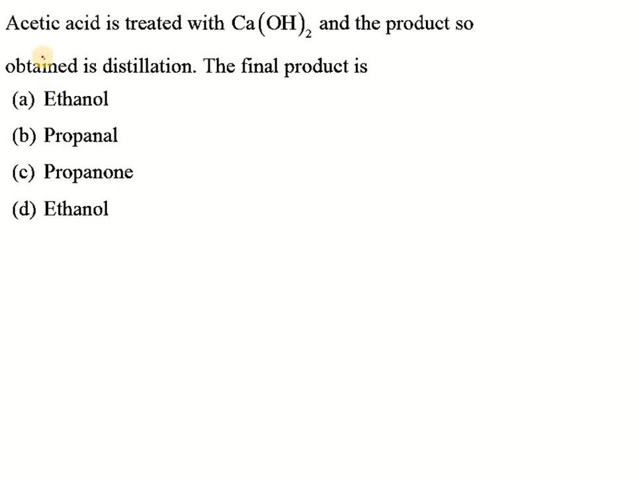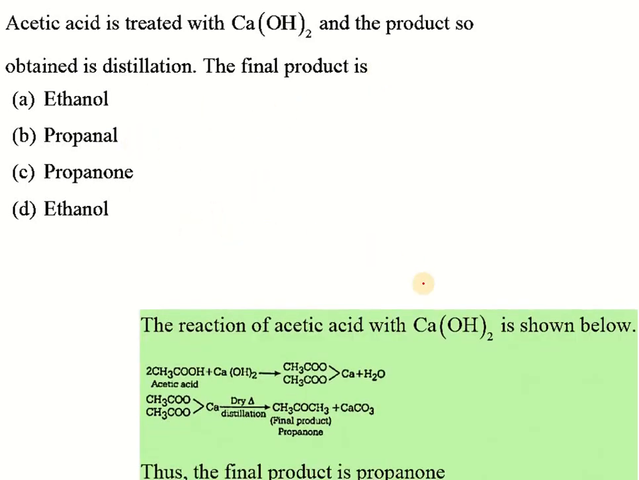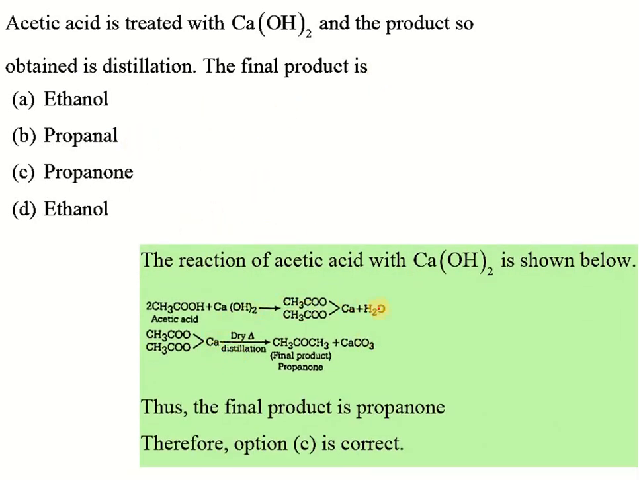Next one. Acetic acid is treated with calcium hydroxide and the product is obtained by distillation. What is the final product? See, acetic acid with calcium hydroxide, calcium acetate will be formed, and if you heat that, calcium carbonate will be removed. You will get the final product as propanone, acetone. So propanone is the right answer. C option is the right option.